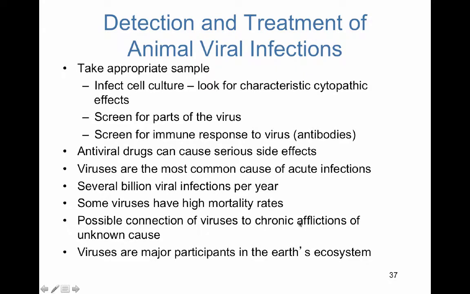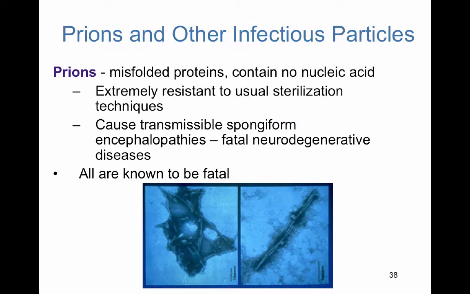We're connecting viruses to chronic afflictions of unknown cause, like chronic fatigue syndrome, for example, or even some forms of cancer. We're finding an infectious link, a lot of viruses linked there. And they do indeed play a major role in the Earth's ecosystem. They are the most ubiquitous, even over bacteria.